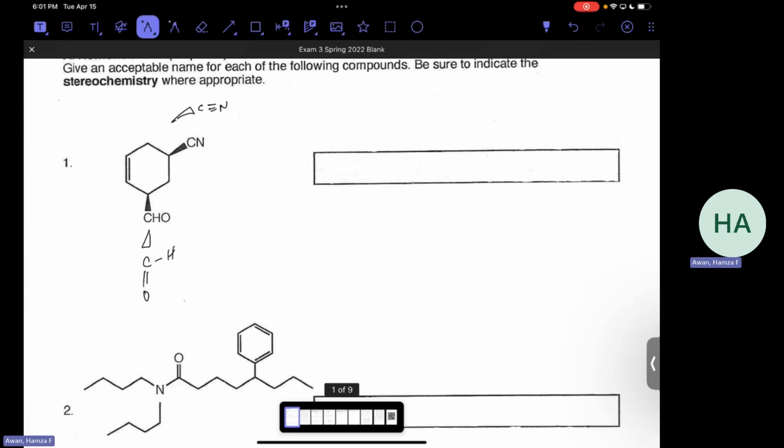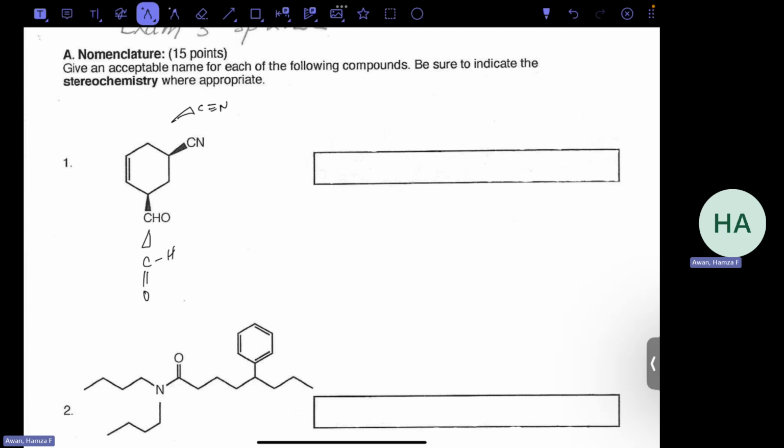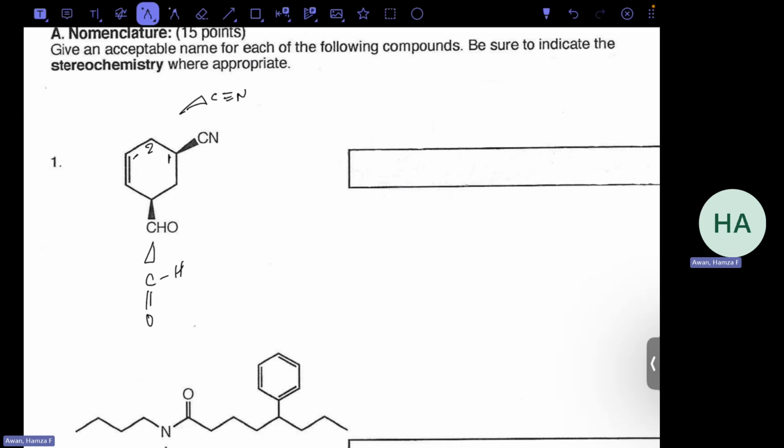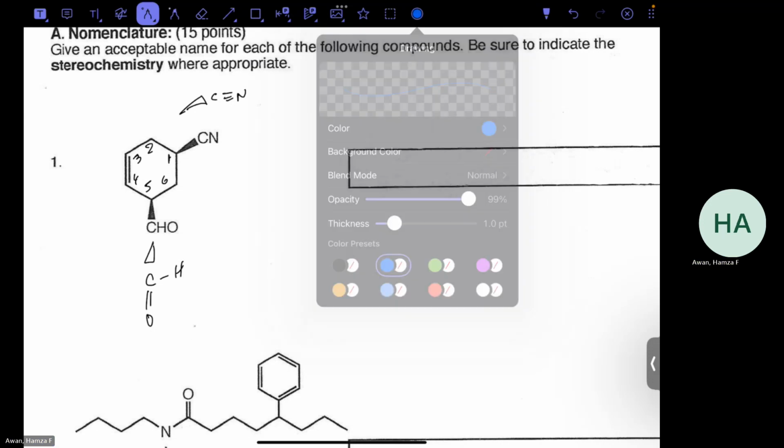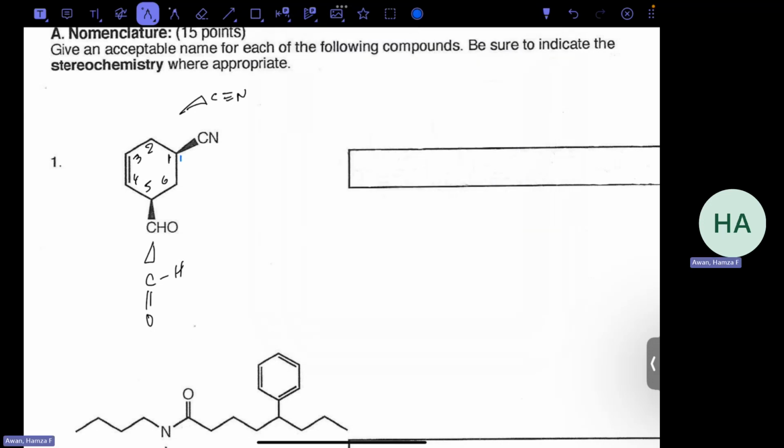Between these two groups, the nitrile is the one that is going to take priority over the aldehyde. Because of that, we'll start numbering from the nitrile. So that'll be our number one. We'll count it both ways. So 1, 2, 3, 4, 5, 6. And then also the other way, 1, 2, 3, 4, 5, and 6.